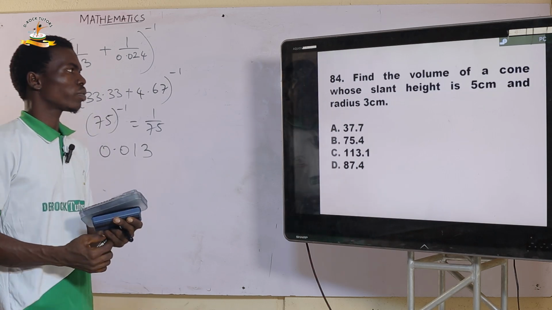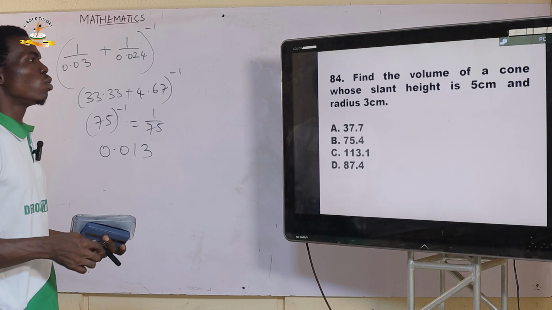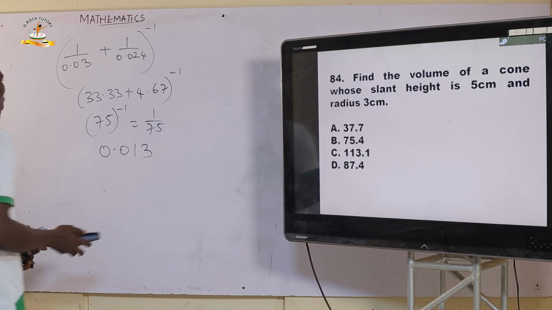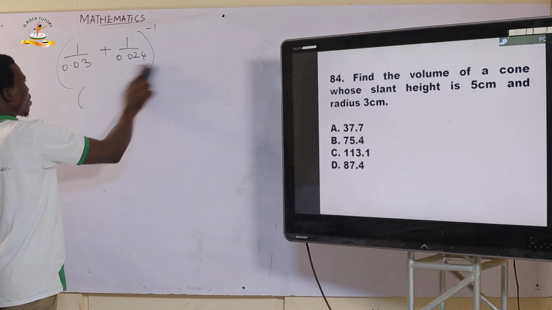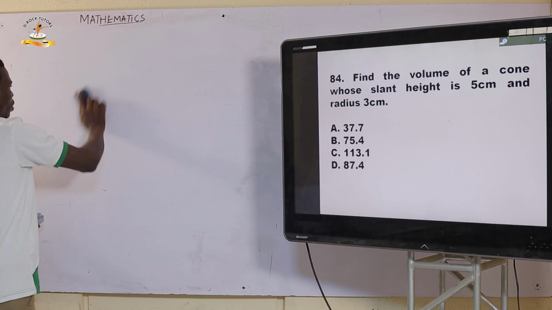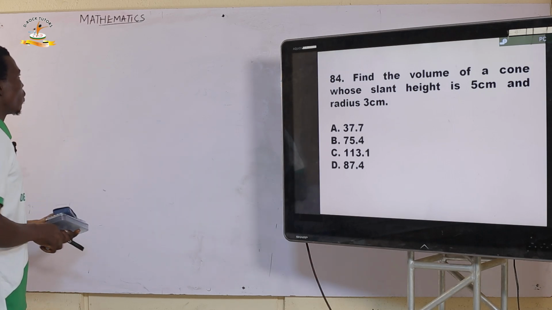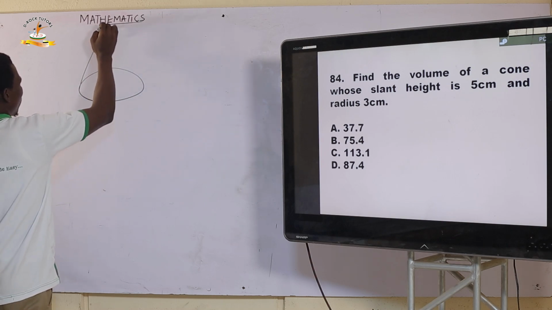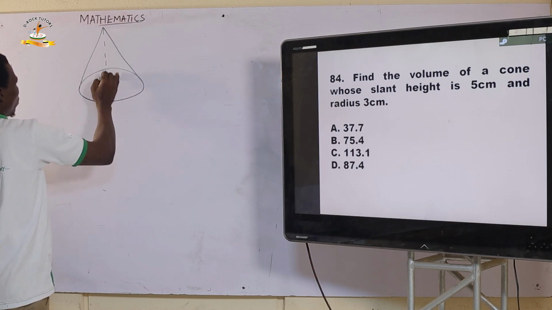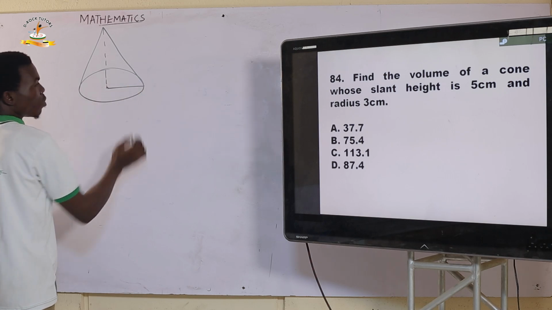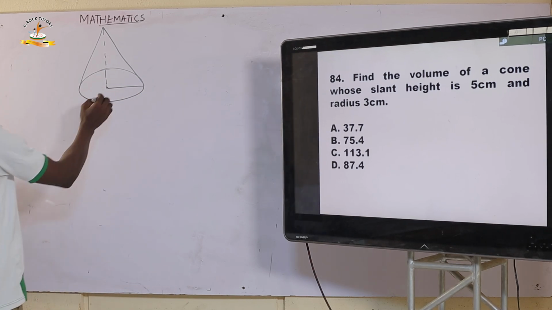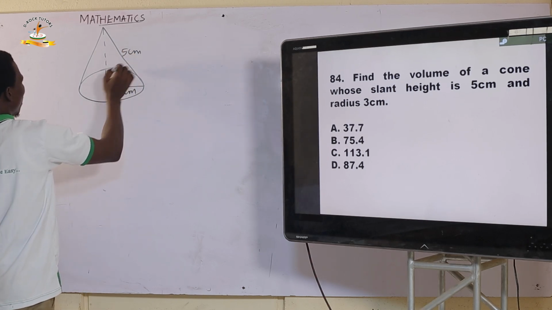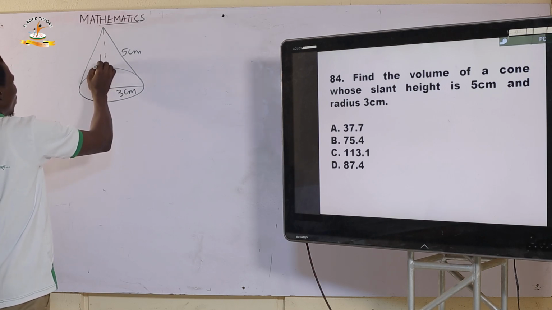Our next question says, find the volume of a cone whose slant height is 5 cm and radius is 3 cm. So let's quickly look at that. That's under mensuration. And we have a cone. Don't forget, cone is just like this, with the center radius. We're given that the radius is 3 centimeter, and the slant height is 5 centimeter. So we need to get this vertical height called h.